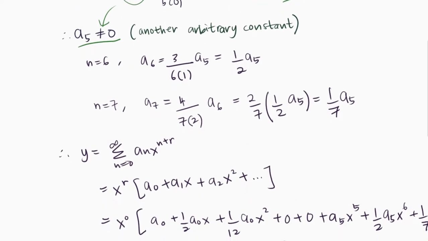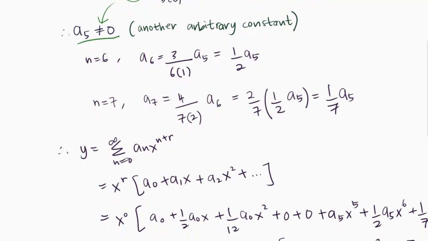Continuing, for n equal to 6, a6 is equal to 3 over 6 times 1, a5. That means it will remain in terms of a5. And for n equal to 7, it will be 2 over 7, a6, which means substituting a6, we will have 1 over 2, a5, and hence a7 is equal to 1 over 7, a5.